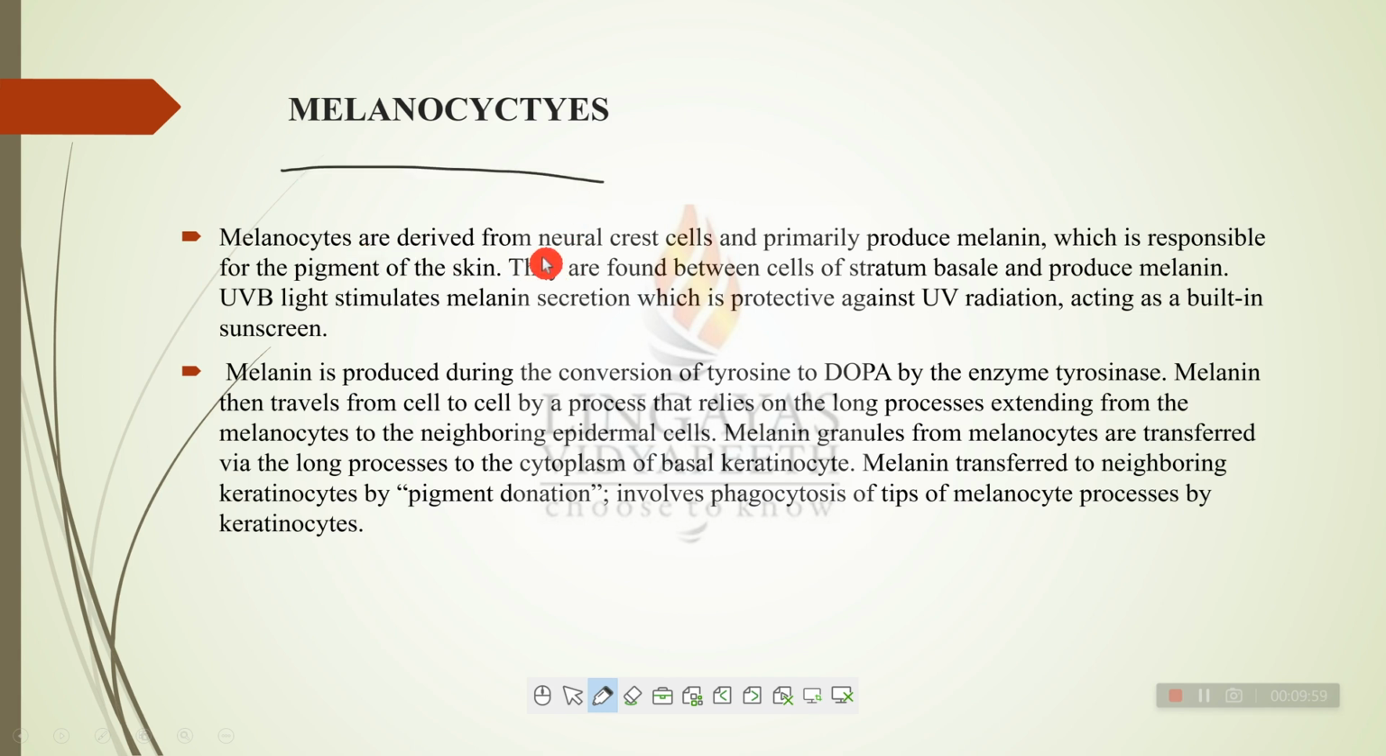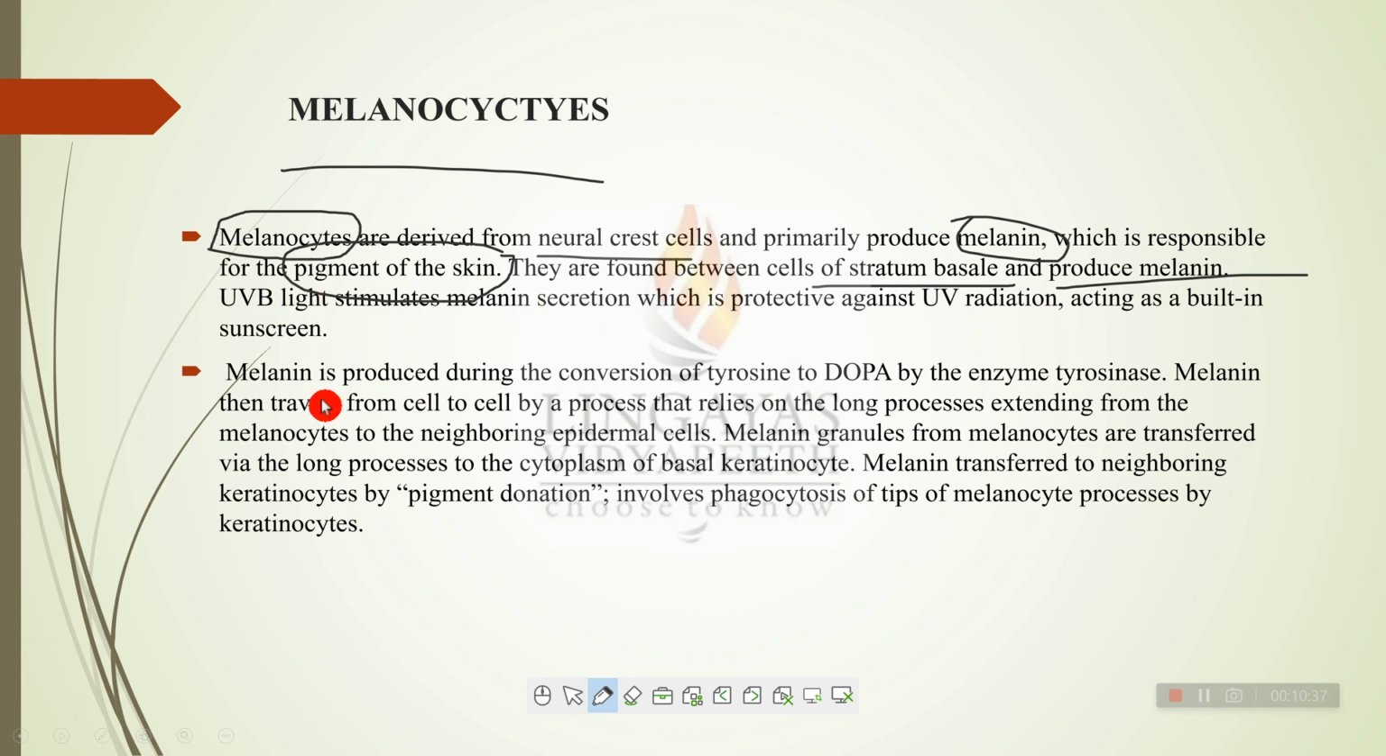Now melanocytes are derived from neural crest cells, and they produce a pigment called melanin. Melanin is responsible for the pigmentation of the skin, or you can say the skin tone. The skin tone of any human being is dependent on the production of melanin. These cells are found between the cells of the stratum basale, and they produce melanin.